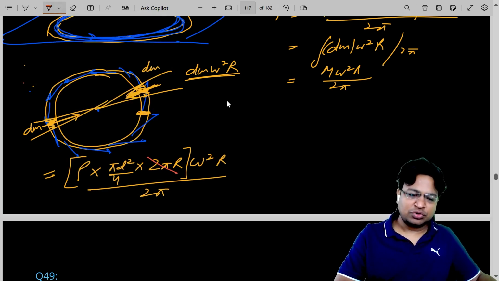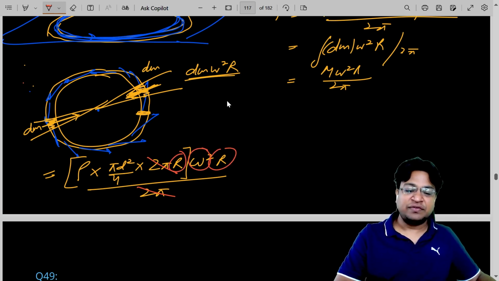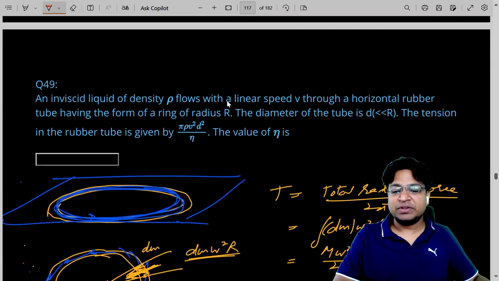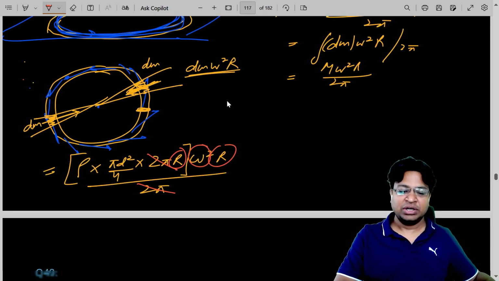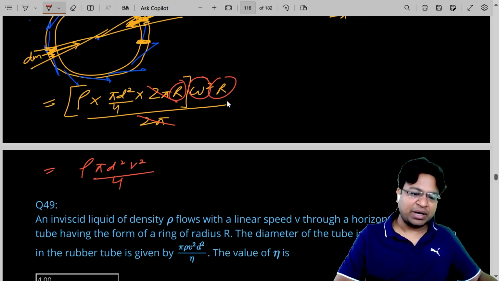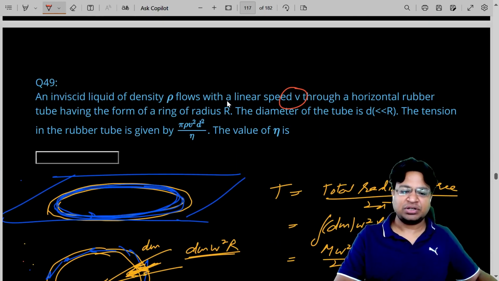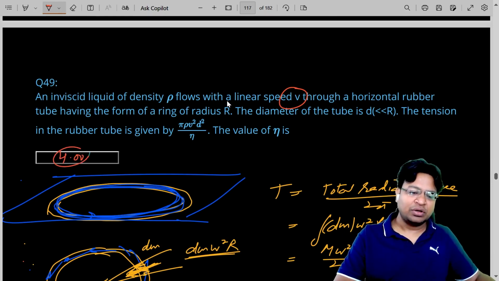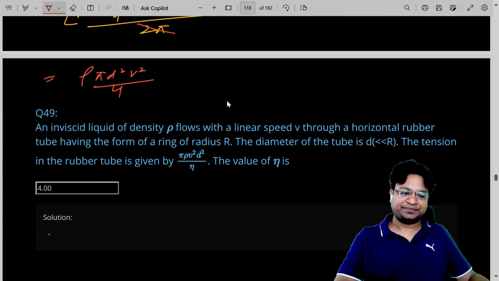So we lose 2 pi, so that is gone. Omega square r square is actually v square. And in the question, we have not been given the value of omega, we have been given the value of v only. So therefore, this becomes rho pi d square v square by 4. And if I compare it with the given expression, rho pi d square v square by eta, the value of eta is actually 4. All right, so 4 would be the right answer here.